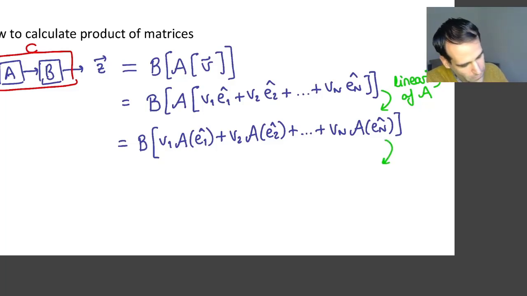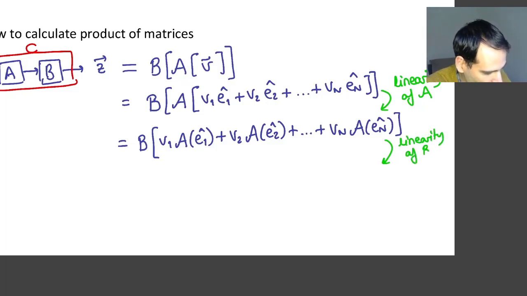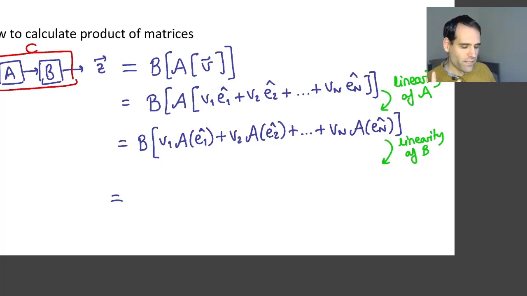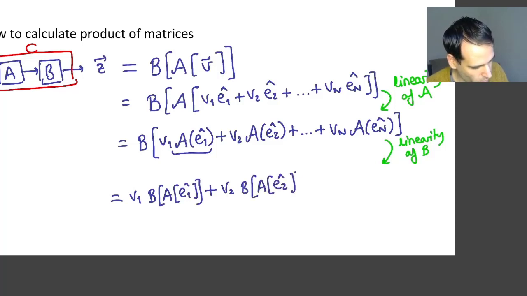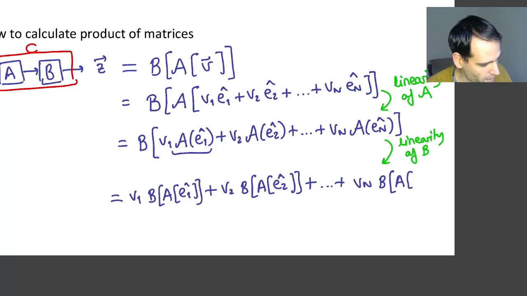But now I apply it again because B is a linear transformation. So we apply the linearity of B. And what do we get? So we end up with a linear combination using the coefficients V1, V2 up to Vn, but now applying B to each of the vectors that we had initially. Yeah. So we would have V1 times B of A of e1 plus V2 times B of A of e2 plus dot dot dot Vn times transformation B applied to transformation A applied to en. Okay?